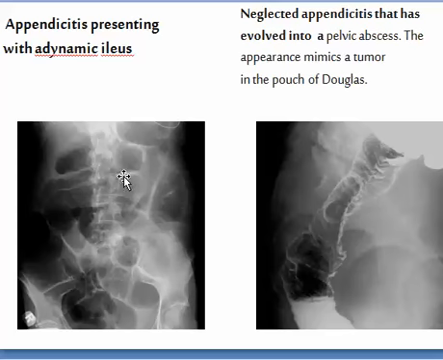Appendicitis can present with a dynamic ileus. Appendicitis or neglected appendicitis can result in a pelvic abscess with relative narrowing of the region of the sigmoid, appearing as a tumor in Douglas pouch, indenting the colon.